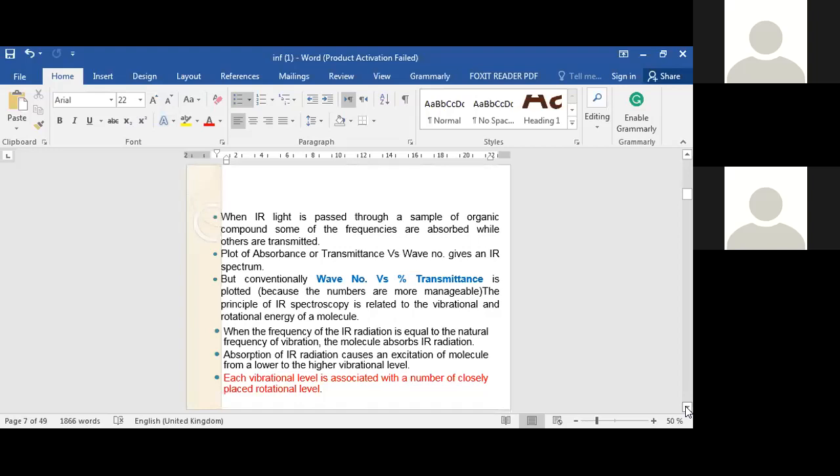The principle is linked to the vibrational and rotational energy of the molecule. We can see the IR spectrum when the frequency of the IR radiation is equal to the natural frequency of vibration of the molecule. يعني لما يتناسبون proportional راح يحصل الامتصاص، وبالتالي give us the spectrum.